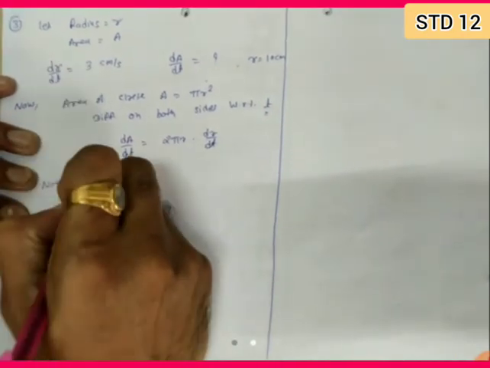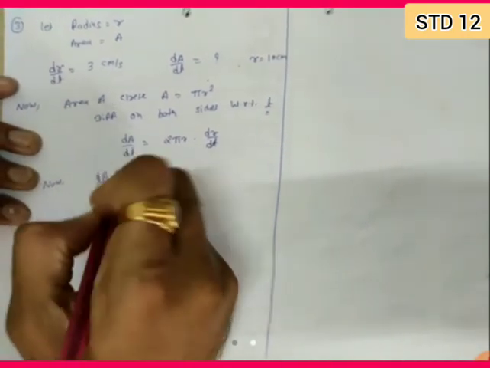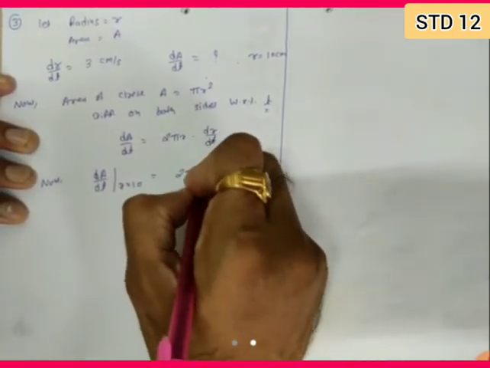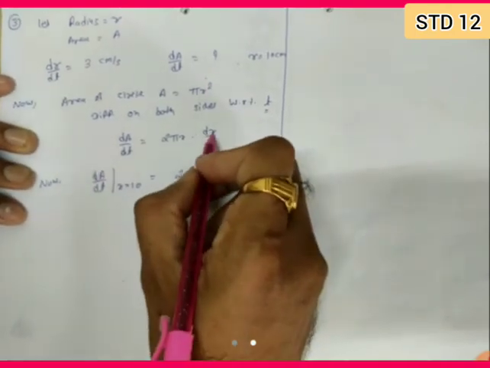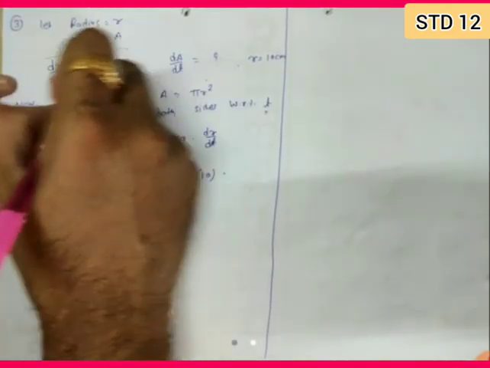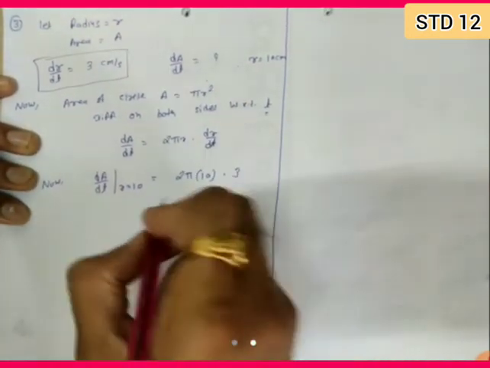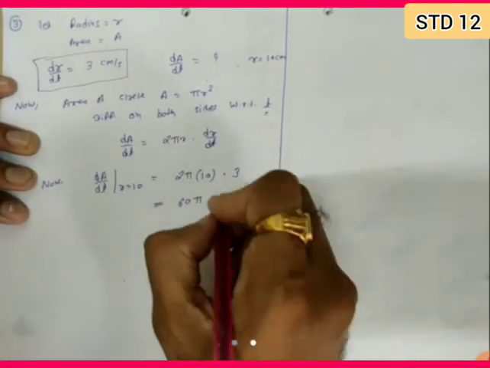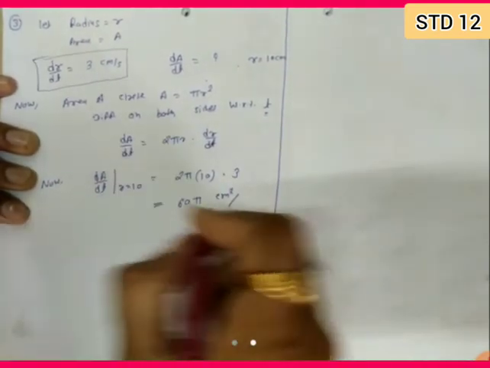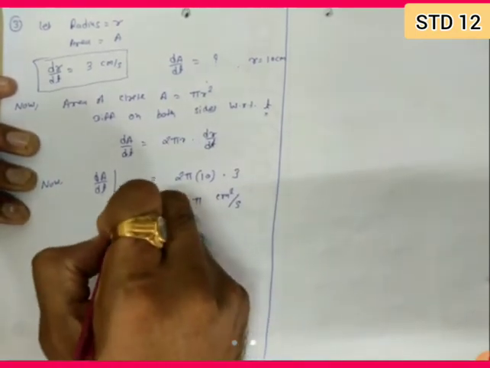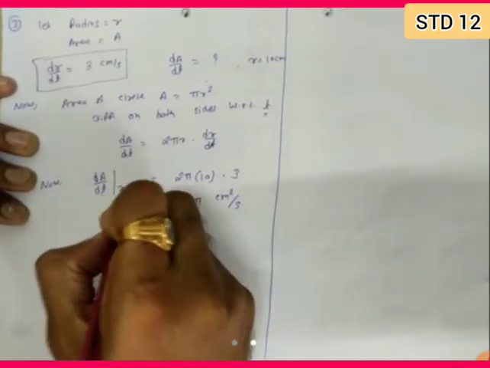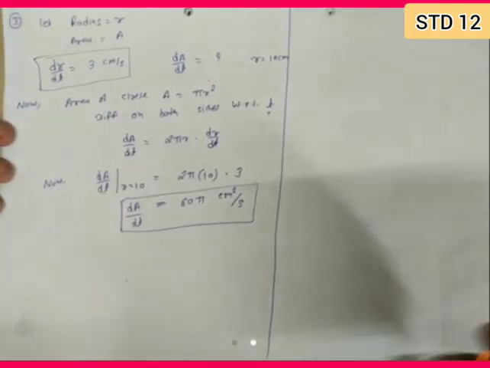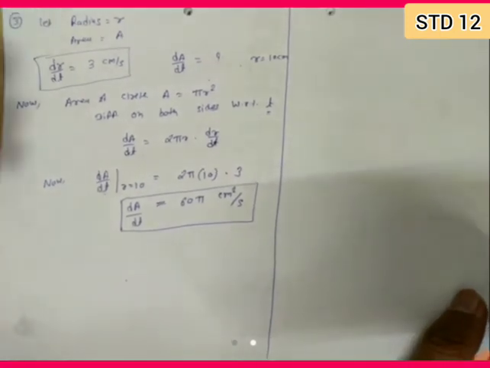Therefore our answer is rate of change of area with respect to time at r equal to 10 centimeter is 2 pi r, r is 10, and rate of change of radius with respect to time is given, which is 3. So our answer is 60 pi, rate of change of area, which is centimeter square per second. So this is our answer, the rate of change of area with respect to time. Clear? Very simple.